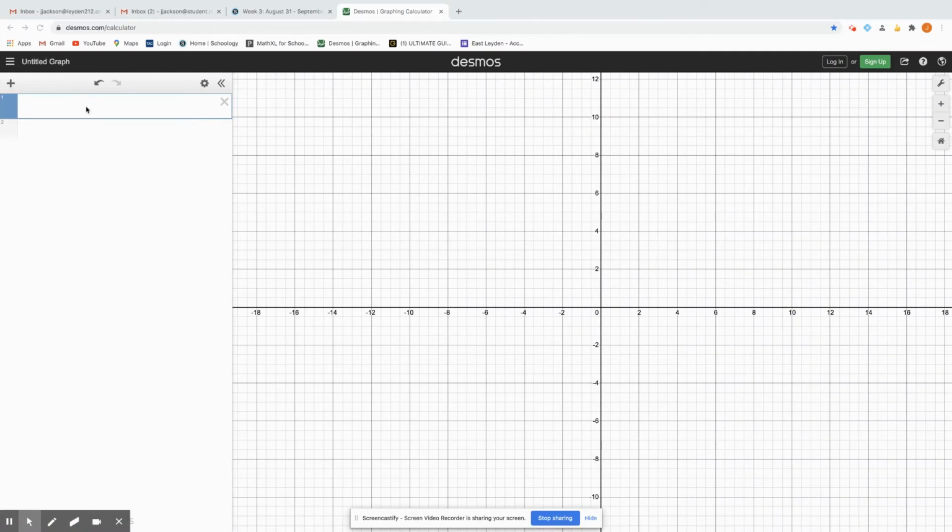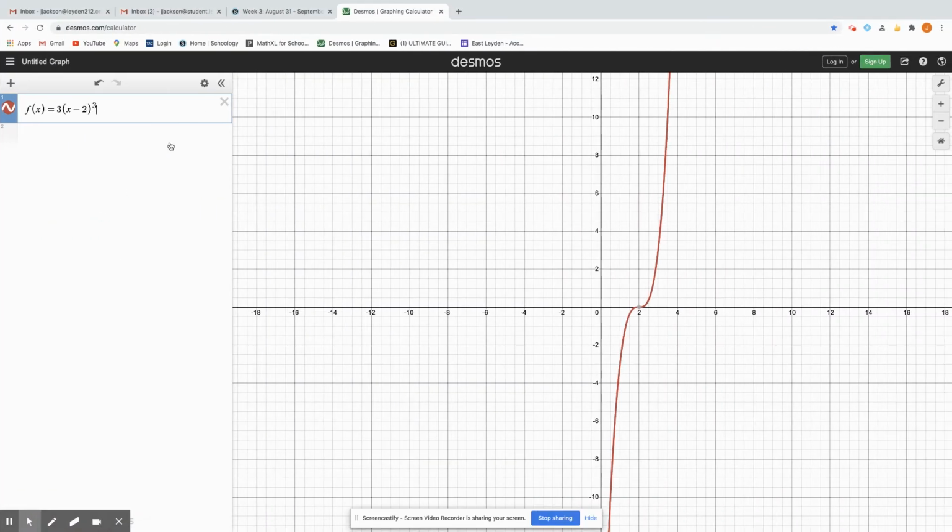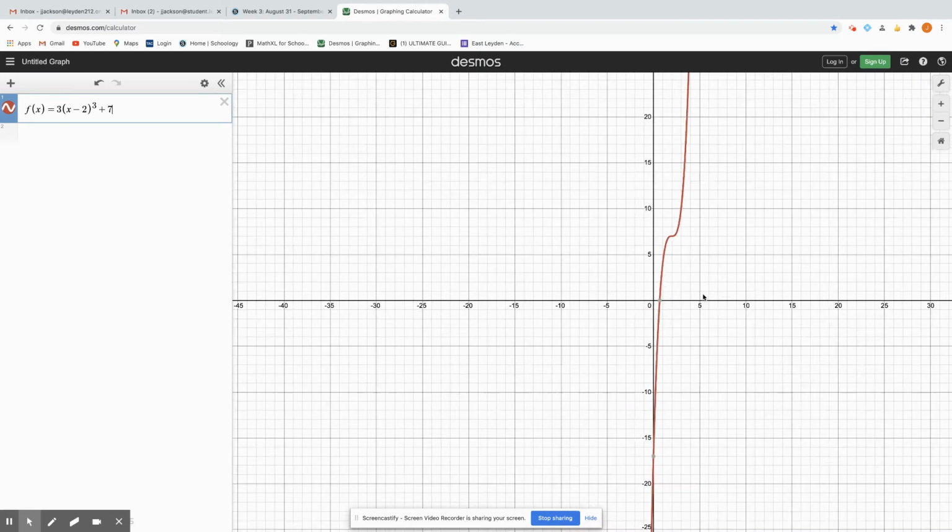So first thing I think we should do, before we even determine or find out what the inverse is, is check to make sure it even has one. So we had 3x minus 2, quantity cubed, plus 7, right? So here's this function.